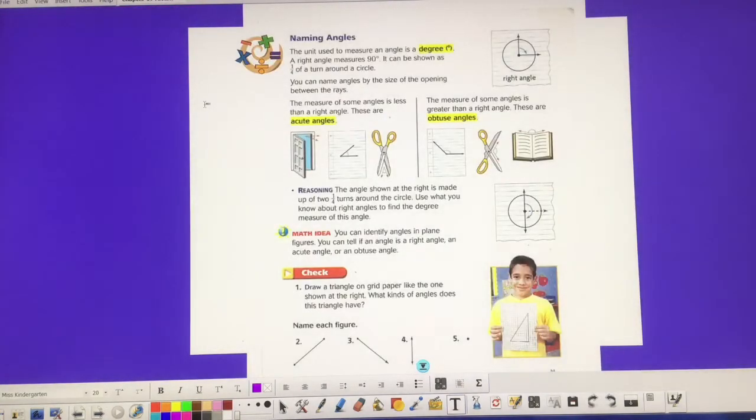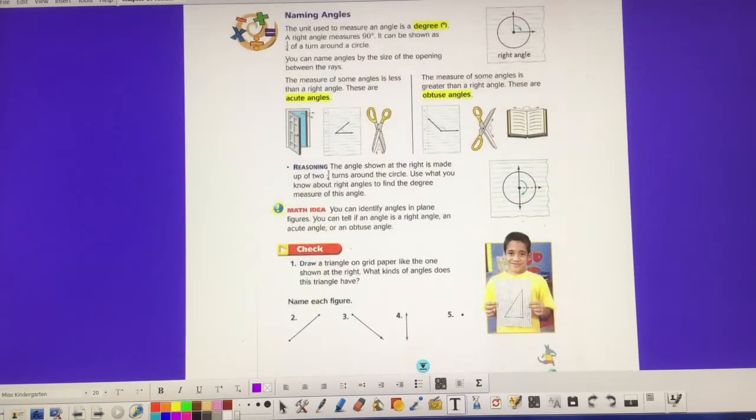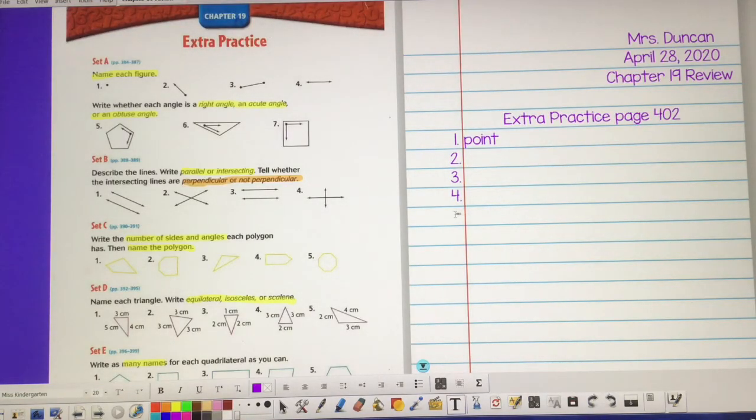So here I'm going to go to page 385, and here it shows examples of what a right, acute, and obtuse angle is. And I'm thinking it looks more like an obtuse angle. So for number 5, I'm going to put obtuse angle. And then once again, I still need to do 6 and 7 as well to finish that out.